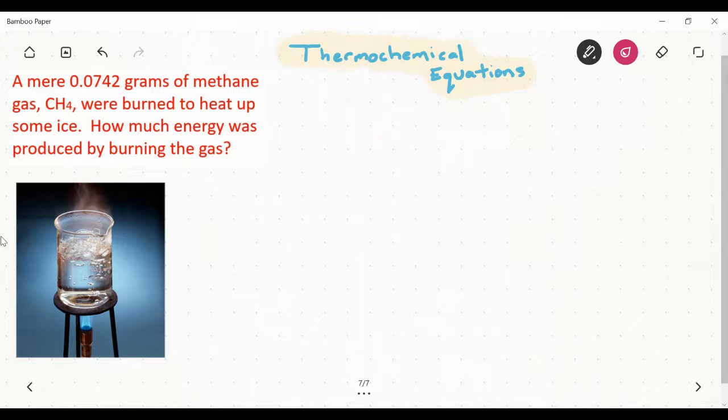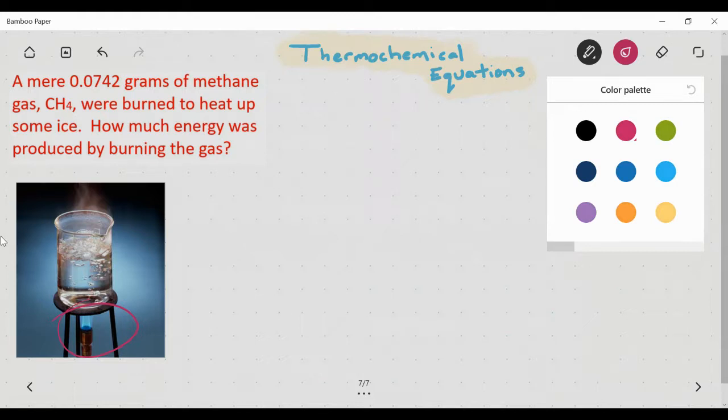In the lab, we often use a Bunsen burner like this one down here to heat things, and we can do that with most anything. And in this particular problem, we're going to heat some ice. But like I said, the ice itself isn't important. What we want to do is find out how much energy we can get from that flame, from that Bunsen burner.